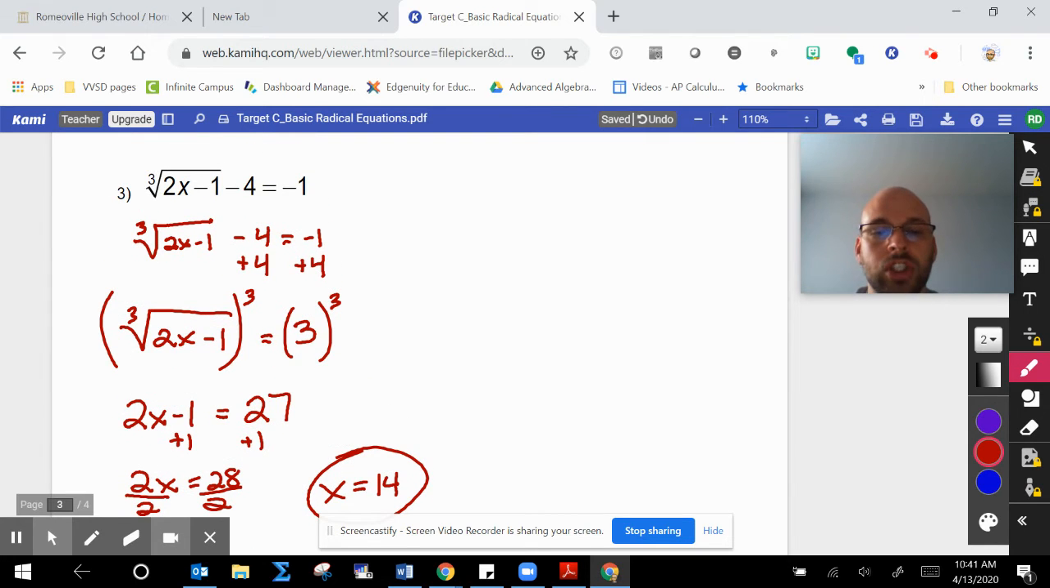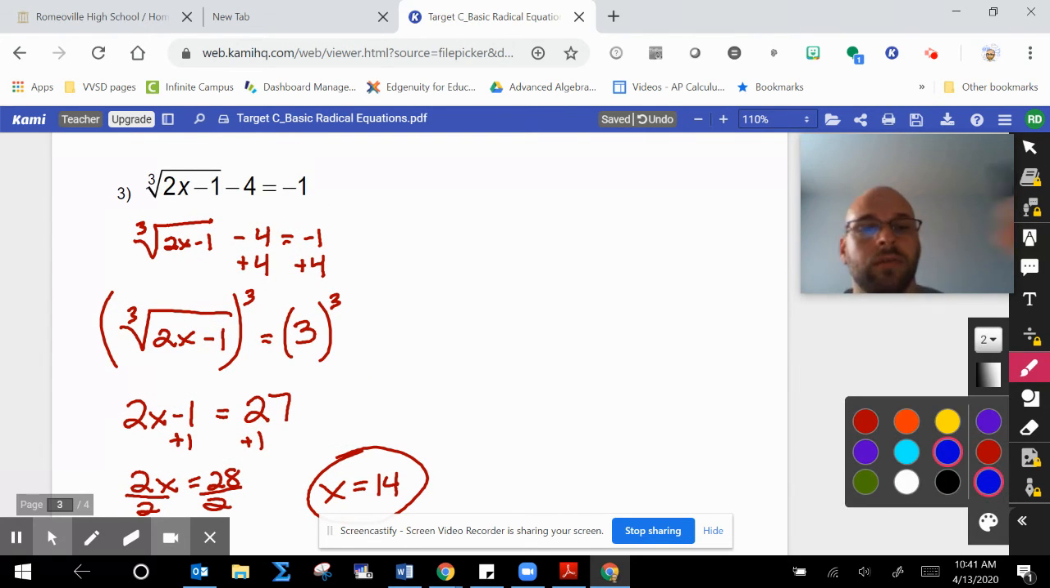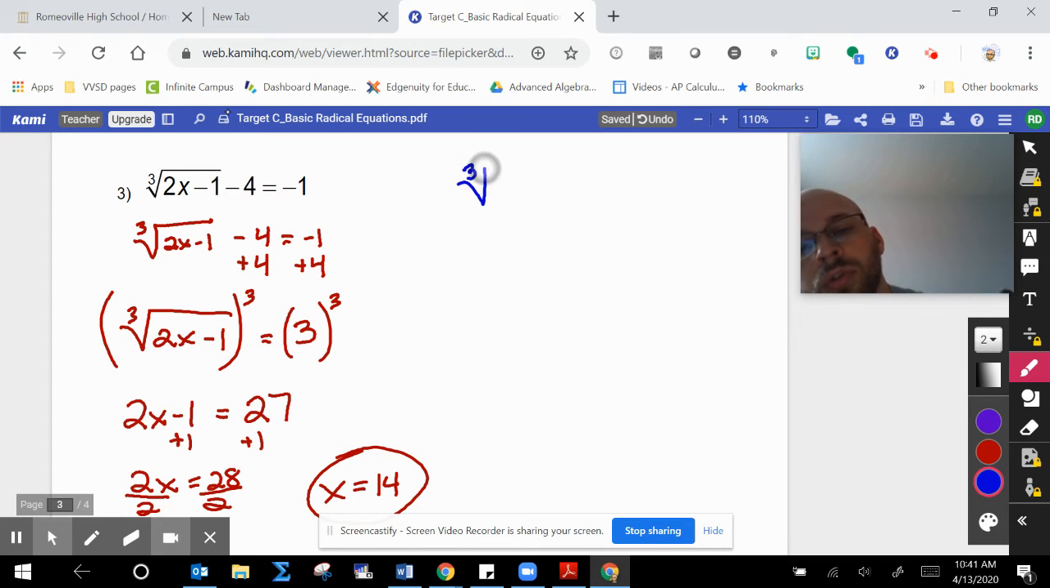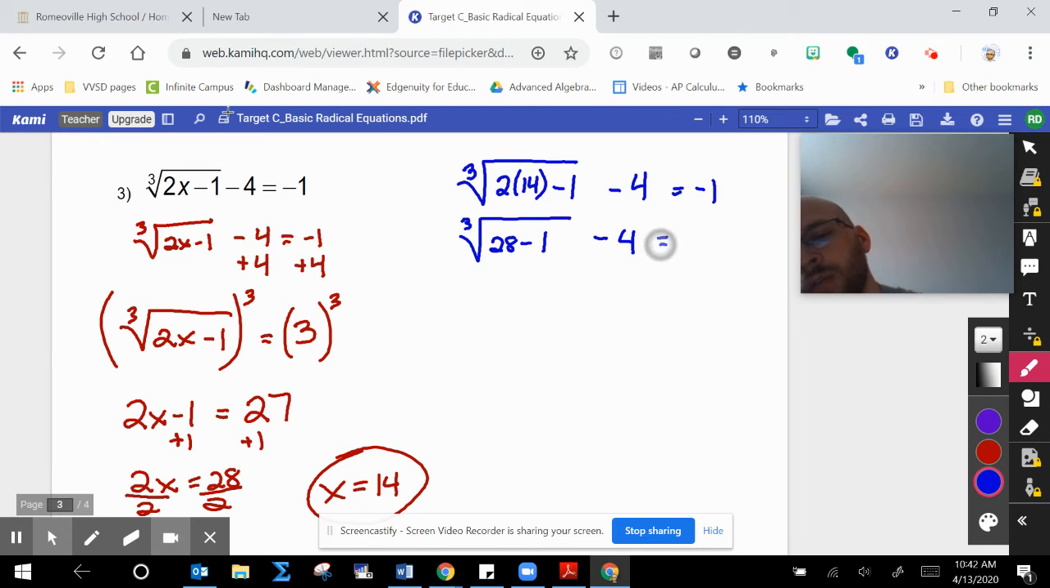Okay, so now let's check that value, right? So I'm going to say the cube root of 2 times 14 minus 1 minus 4 equals negative 1. So I have the cube root of 28 minus 1 minus 4 equals negative 1, which is the cube root of 27 minus 4 equals negative 1.